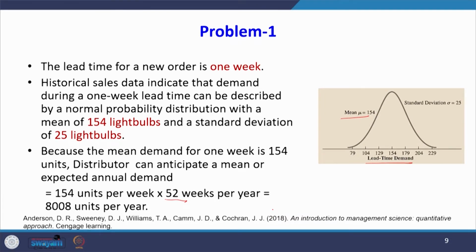In some other books for the multi-period probabilistic model, very detailed mathematical models are presented, but in this lecture we are going to use an approximate method. This approximation method will provide a good result, because we have already studied that if you do the sensitivity analysis, the order quantity will not greatly affect your total cost. So, now we have found that annual demand is 8008 units per year.